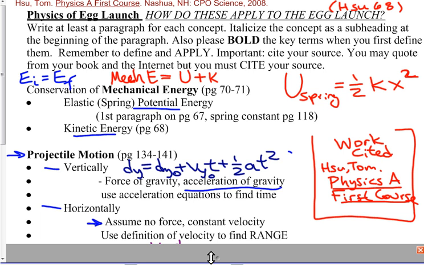Vertically, there's that force of gravity. So we have the acceleration of gravity because F equals ma. If you have a force, you're going to have an acceleration. So because of that acceleration, we can use the acceleration equation like this nice little guy right here.